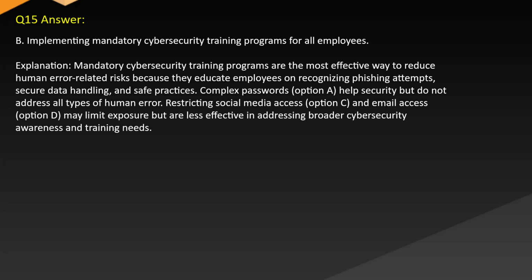Answer: B. Implementing mandatory cybersecurity training programs for all employees. Explanation: mandatory cybersecurity training programs are the most effective way to reduce human error-related risks because they educate employees on recognizing phishing attempts, secure data handling, and safe practices.